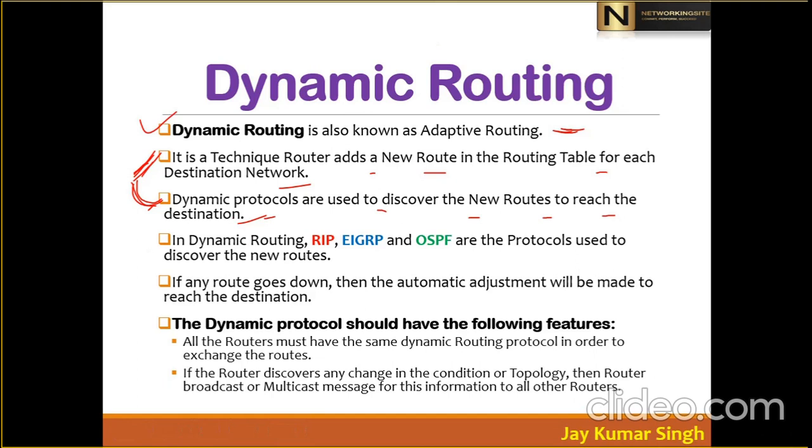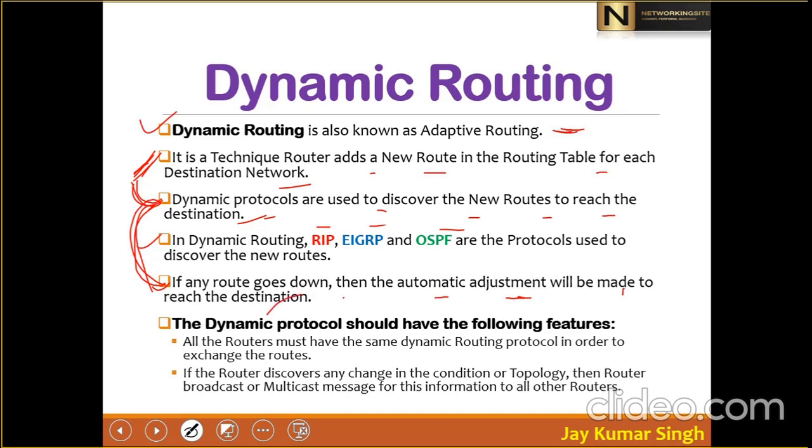Okay, so in dynamic routing protocol we have three protocols which work in the dynamic process, that is RIP, EIGRP, and OSPF. Now here it is written that if any route goes down, automatically the dynamic routing protocol makes adjustments with the topology and finds a new route to reach that destination.